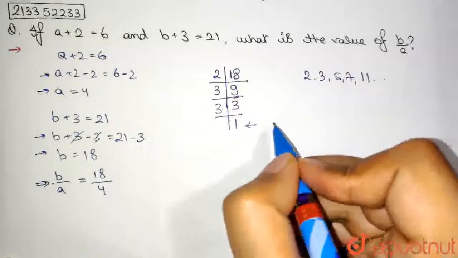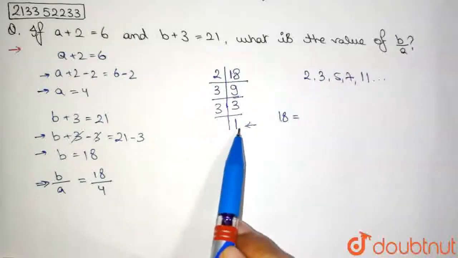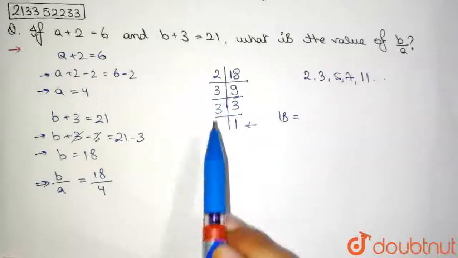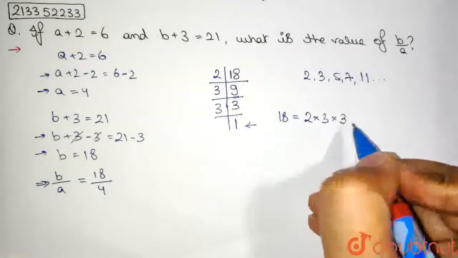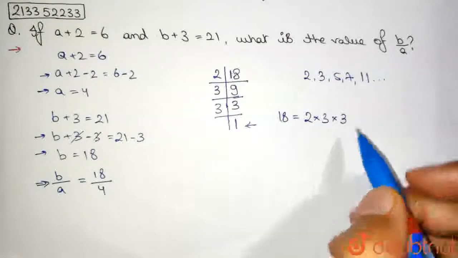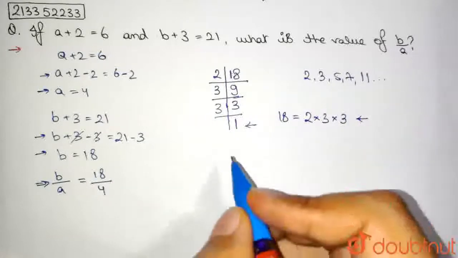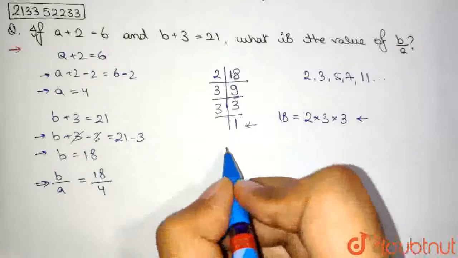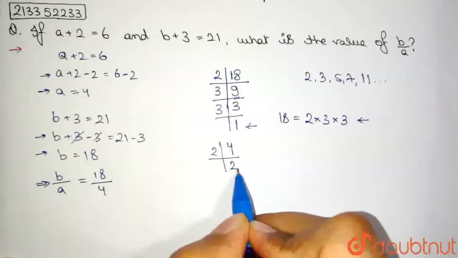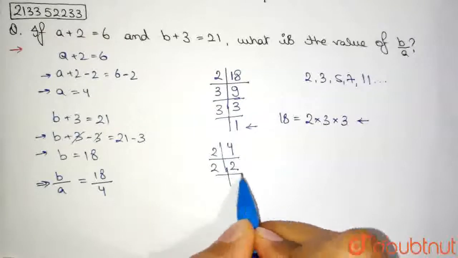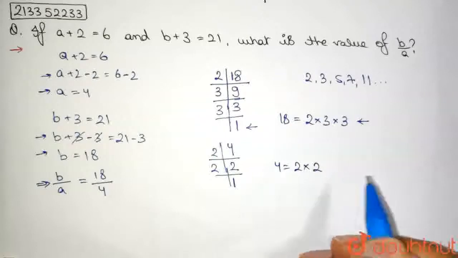Now I can say that 18 is equal to 2 into 3 into 3. Alright, so we take all the numbers that we have obtained. So we have actually prime factorized 18. Now we are checking for 4. So 4 is relatively very easy. We are going to divide it by 2 and we obtain simply 2 over here. Then we again divide by 2 and what we obtain is 1. So we can say 4 is equal to 2 into 2, right?